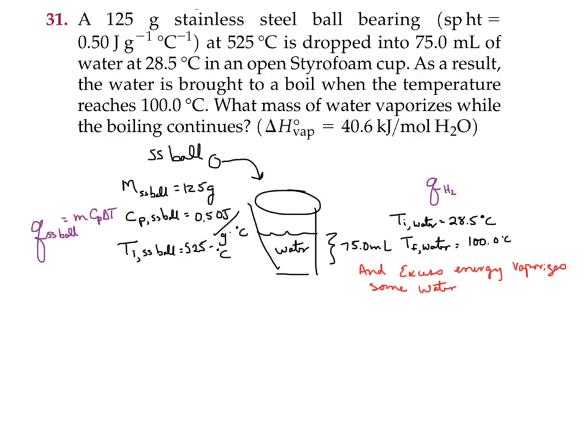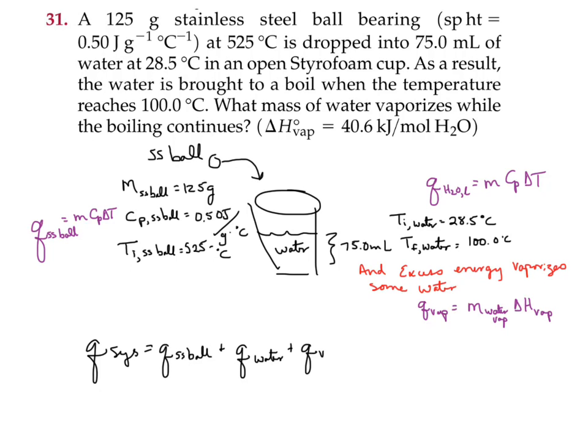So again, you have 3 things going on. I think 3 things. I know, you're like, really? And come up with whatever subscripts work for you. But we definitely have the stainless steel ball cooling down to 100 degrees Celsius. We have the water heating up to 100 degrees Celsius, and then we have a certain amount of water vaporizing. So that's your third term. Your question here is, what mass of water will vaporize?